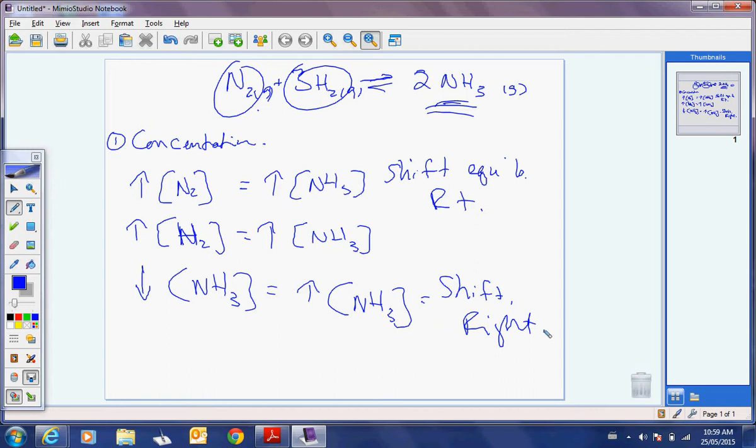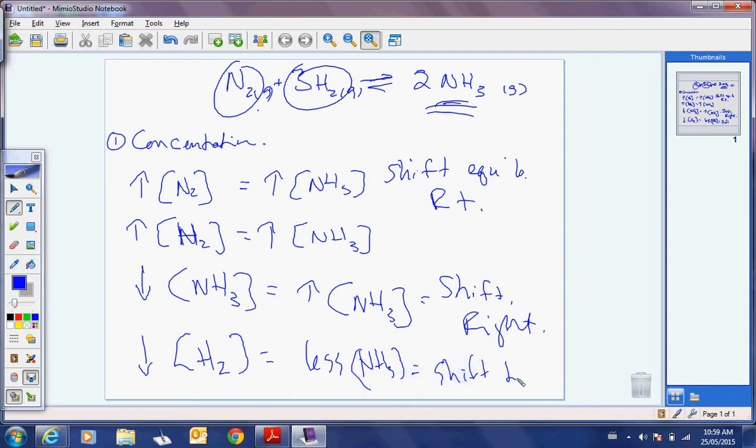Hands up if you're good with concentration. Good. What would happen if I decreased the hydrogen concentration then? What would happen to my NH3? I would get less. Which way is the equilibrium shifted? Shift to the left.